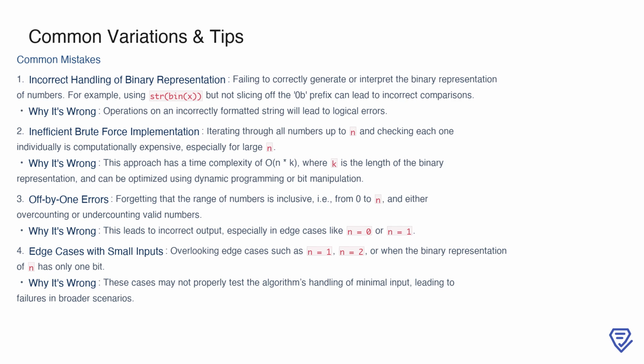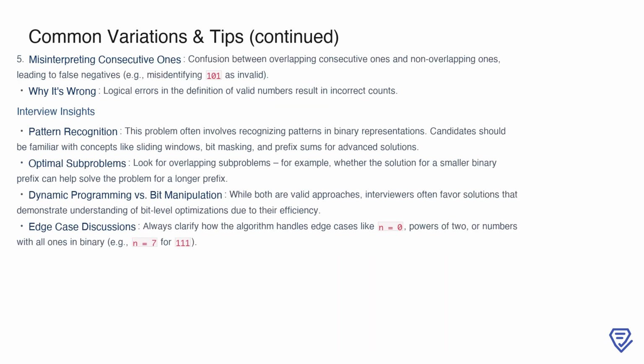failures in the algorithm. Another critical mistake involves misunderstanding the concept of consecutive ones. For instance, some might confuse overlapping consecutive ones with non-overlapping ones, resulting in false negatives. A number like 101 might be incorrectly flagged as invalid if the definition of consecutive isn't properly applied.